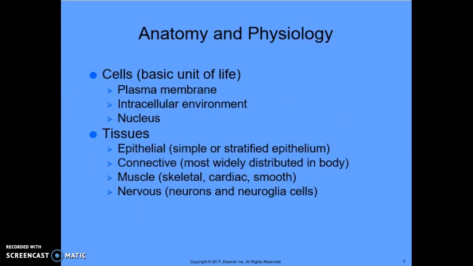So let's briefly talk about the cells. There are three parts of the cells: the plasma membrane, which surrounds the cell; the intercellular environment houses the cytoplasm, which has living materials to carry out cell functions; and the nucleus contains the genetic code of the cell.